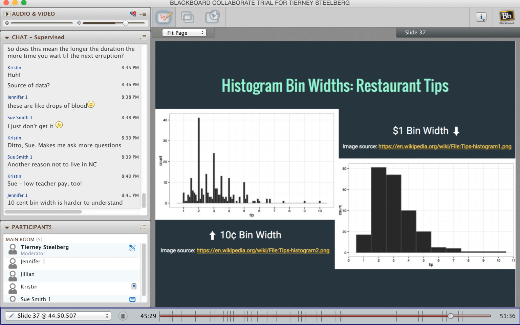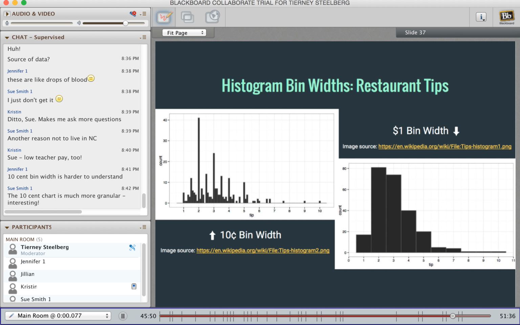Jennifer says 10-cent bin width is hard to understand. That's true. It's very small. But you can see, I think it's interesting, you can see where it jumps up. It looks like it's right before a round dollar number, like 2, 3, 4. So it kind of tells you that people are probably tipping round dollar amounts, which the other bin doesn't show you.